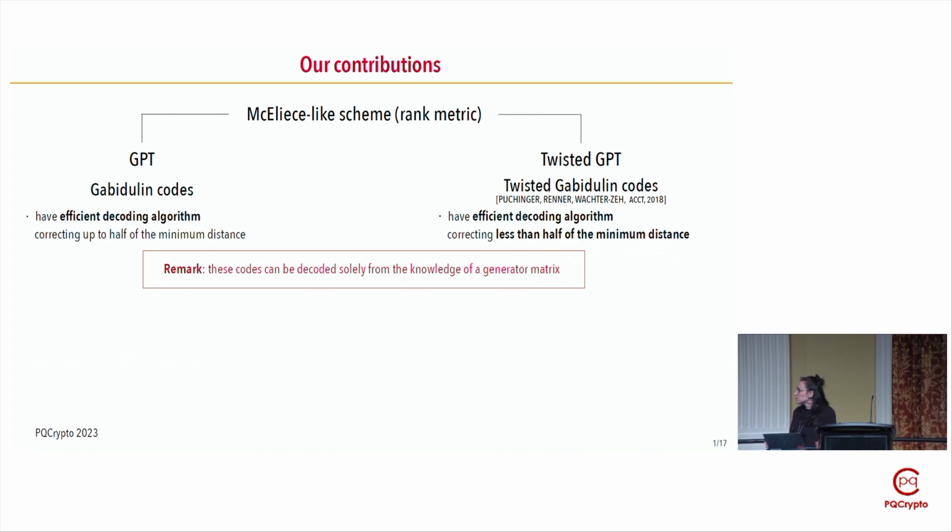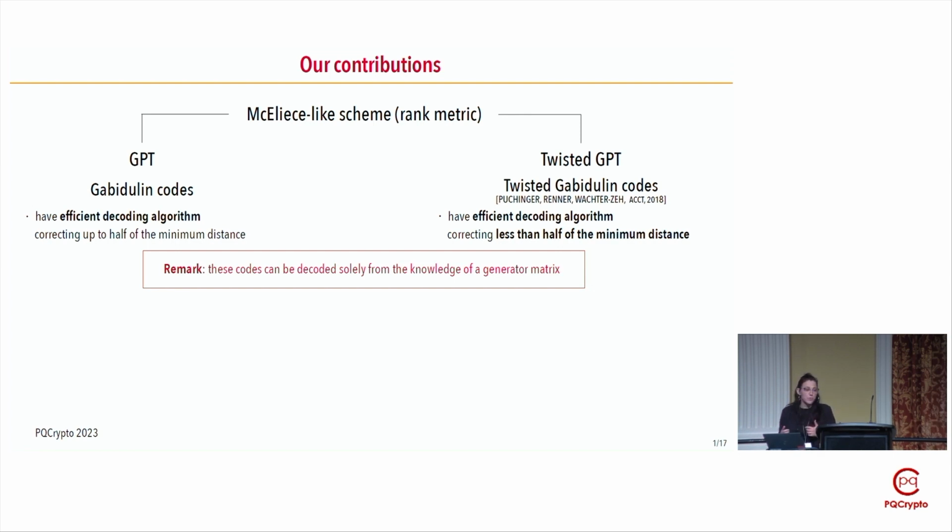So the contributions of our work consist in, first, we discuss a decoding algorithm for Gabidulin codes, which can be adapted also for their twisted version. We will see that for the first class of codes, we can correct up to the half of the minimum distance, while for the second class, we can correct less.